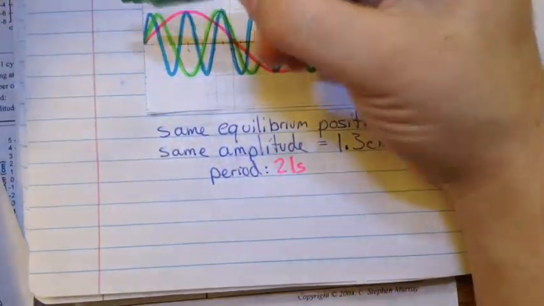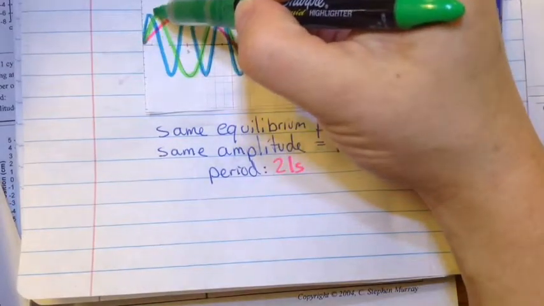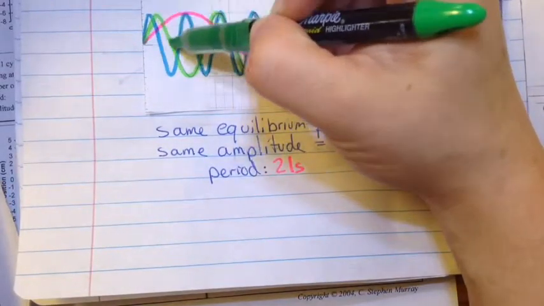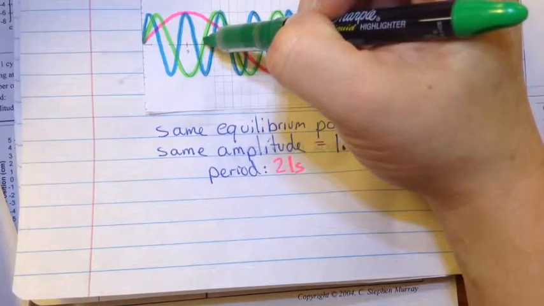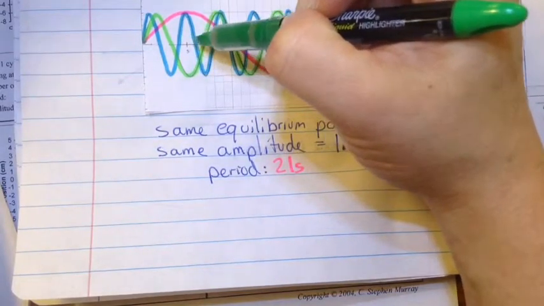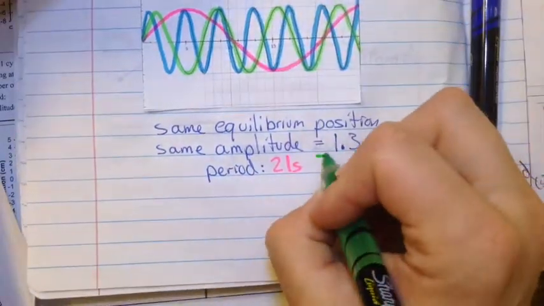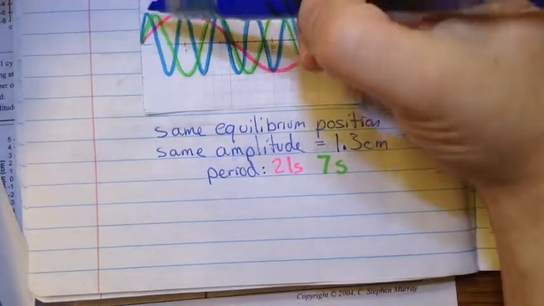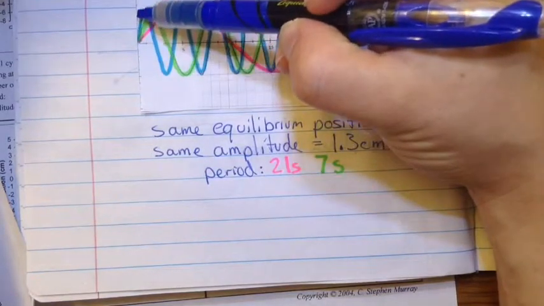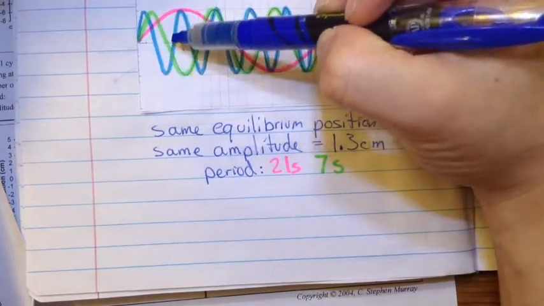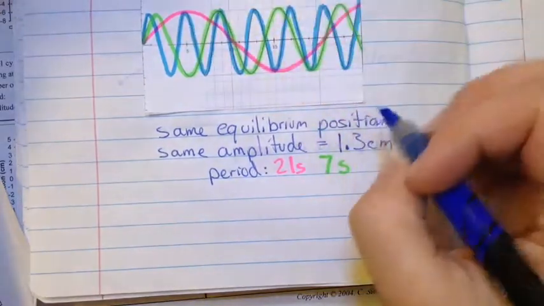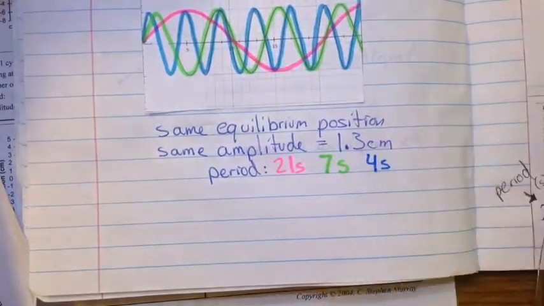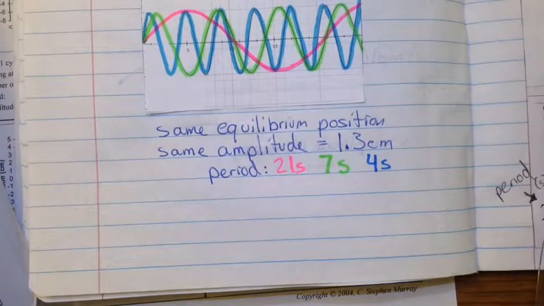The green graph starts at the equilibrium, crest, trough, back to equilibrium, and it takes 7 seconds to do that. So 7 seconds is the period for the green graph. And now the blue one. Equilibrium, crest, equilibrium, trough, back to equilibrium at 4 seconds. So 21 seconds, 7 seconds, and 4 seconds. Those are the periods for each graph.